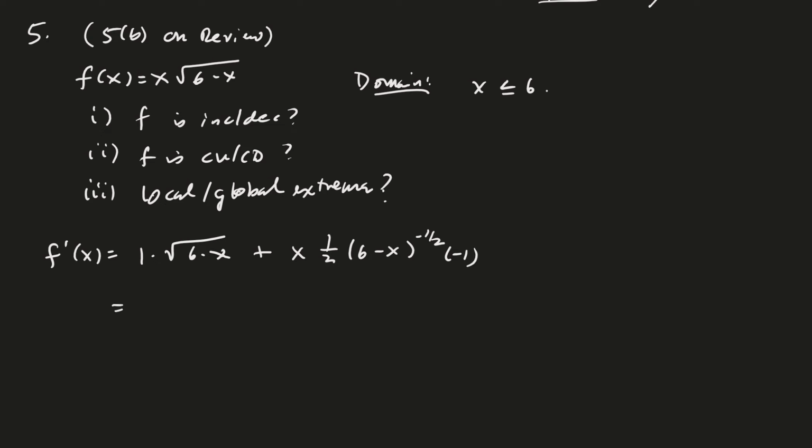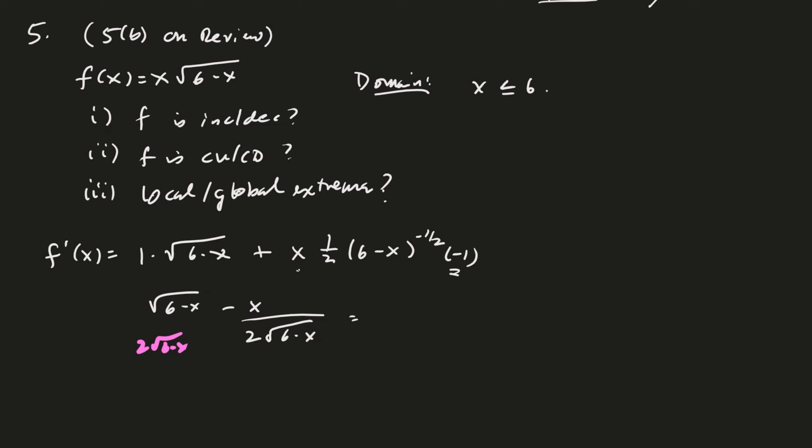And now we should probably simplify that. Square root of 6 minus x plus, let's see, I have a minus sign here, so minus x is going to be in the numerator. In the denominator I'll have a 2 times the square root of 6 minus x. Good. And so now I think I will go ahead and get a common denominator as well.